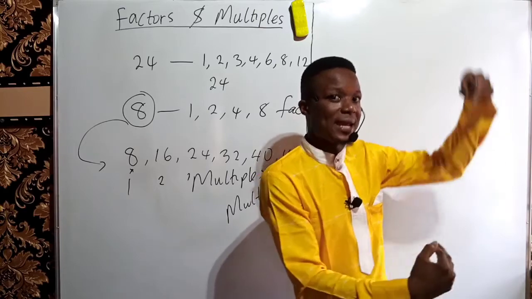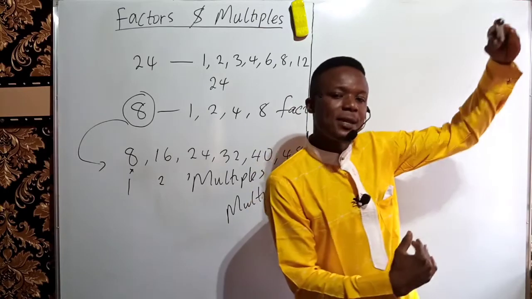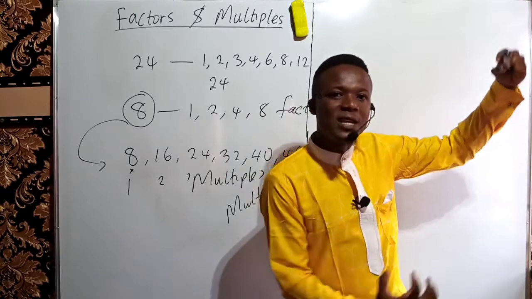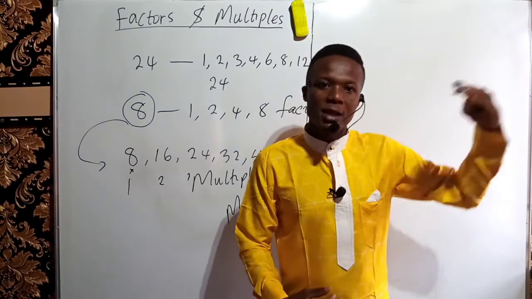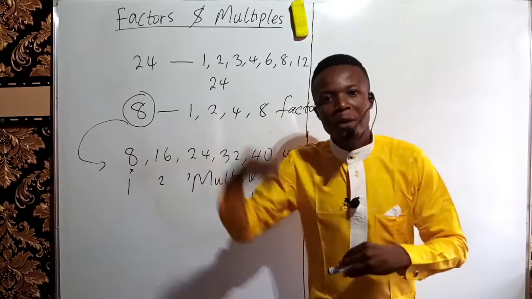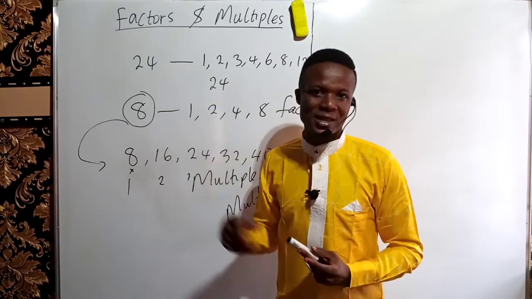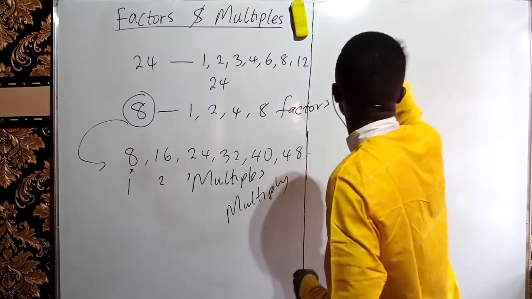Those numbers are just like the mother of 8. They are bigger than 8. Those numbers 8 can divide, giving no remainder, are the multiples of 8. But the factors of 8 are those numbers that can divide 8 without remainder. So look at what I mean here.